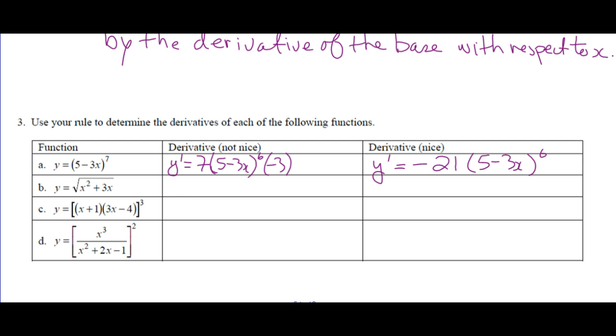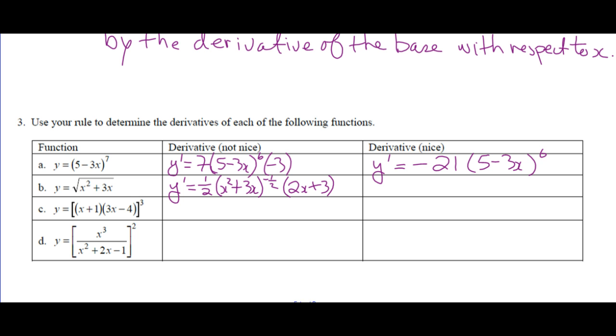Okay, what's the next one? One half times x squared plus 3x to the negative 1/2. Okay, so a half x squared plus 3x to the negative 1/2, times 2x plus 3. Right.